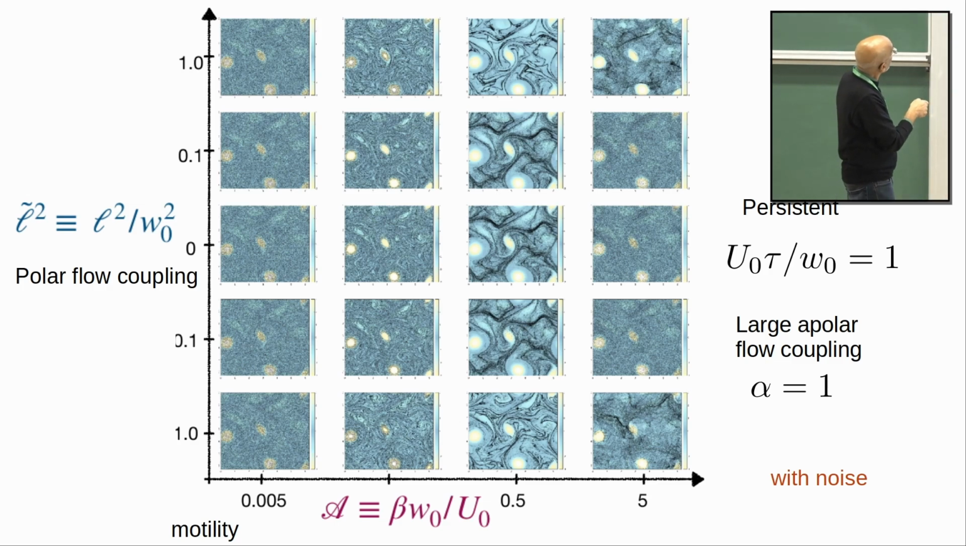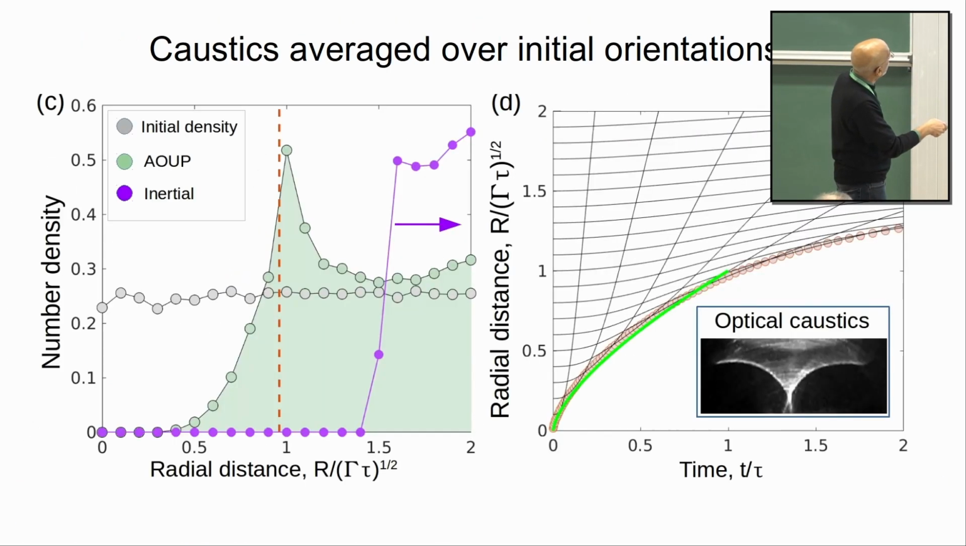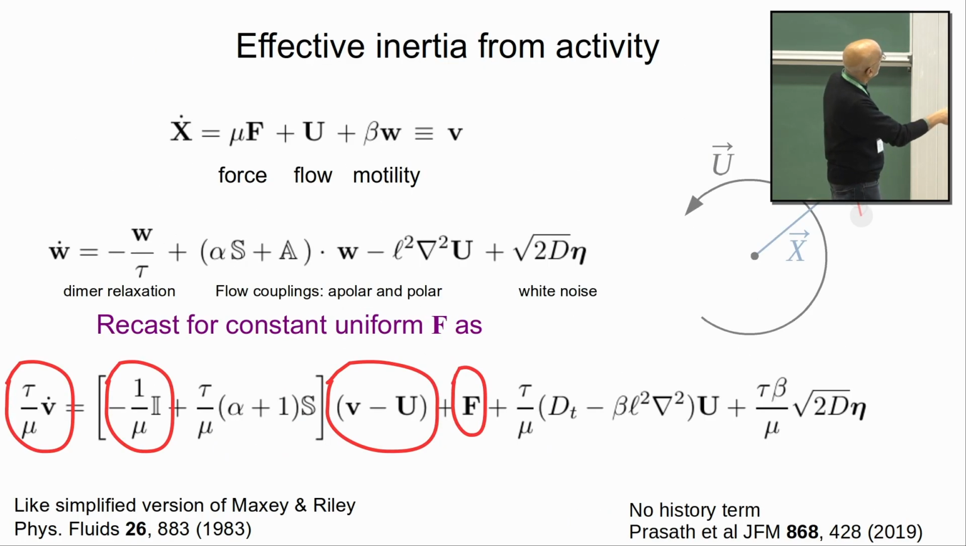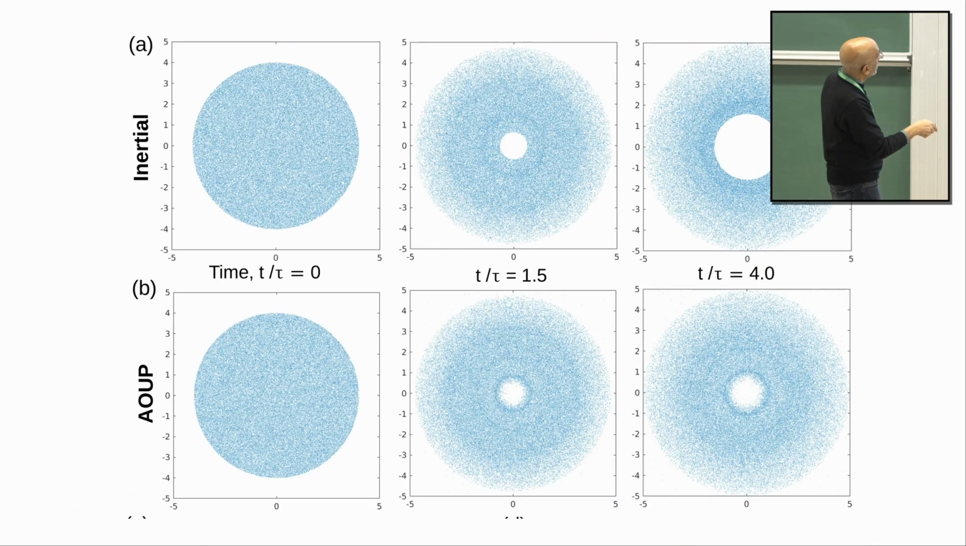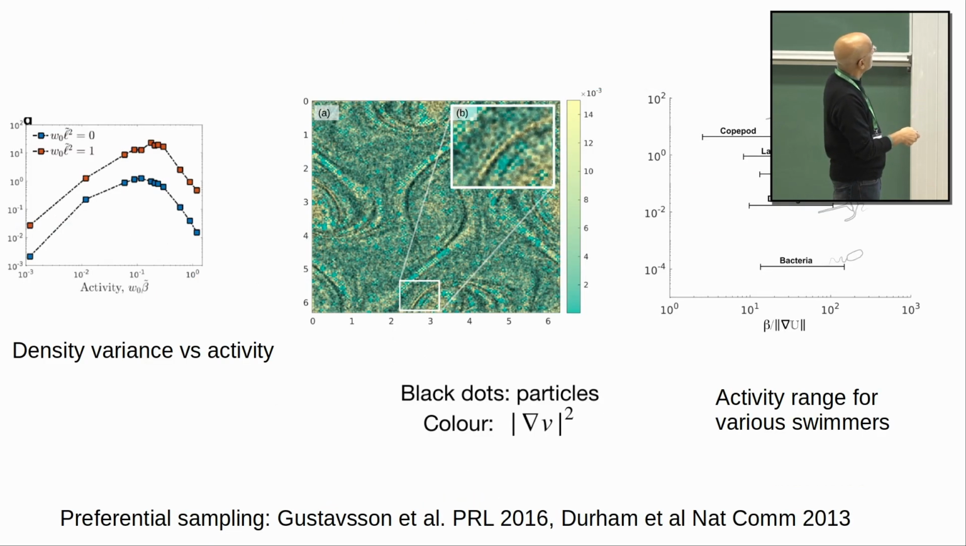Remember I mentioned the polar flow coupling. This is the place in which the fact that this object has a polarity really enters. That's this coefficient, and that coefficient really makes a difference. It turns out that increasing the polar flow coupling greatly sharpens the accumulation of particles in the straining regions. You can go through and look at where the particle concentration is localized. The black dots are the particles, the color is the local square of the velocity gradient.